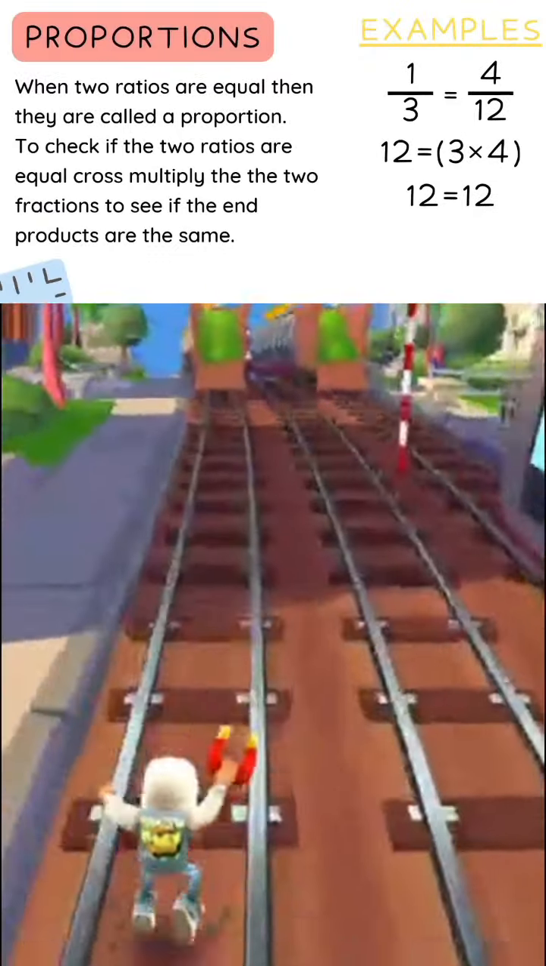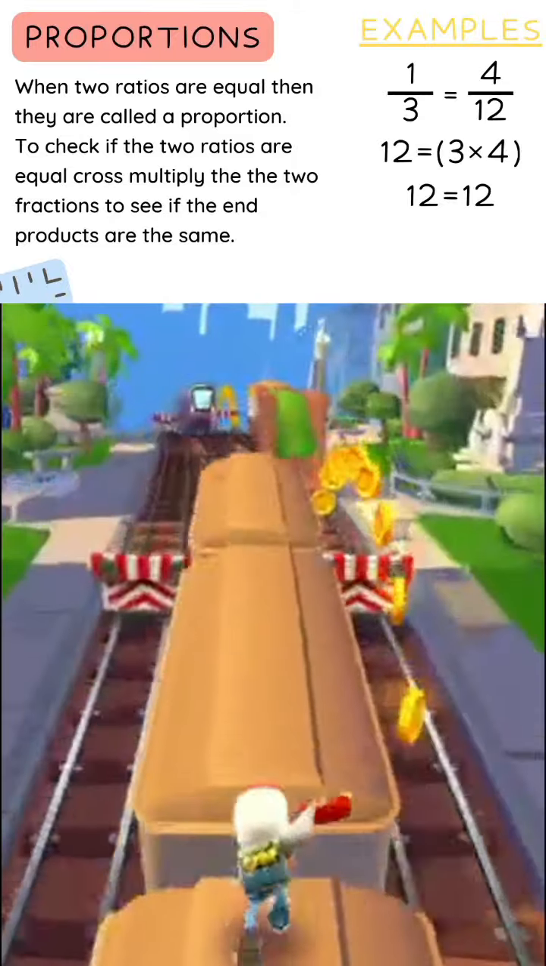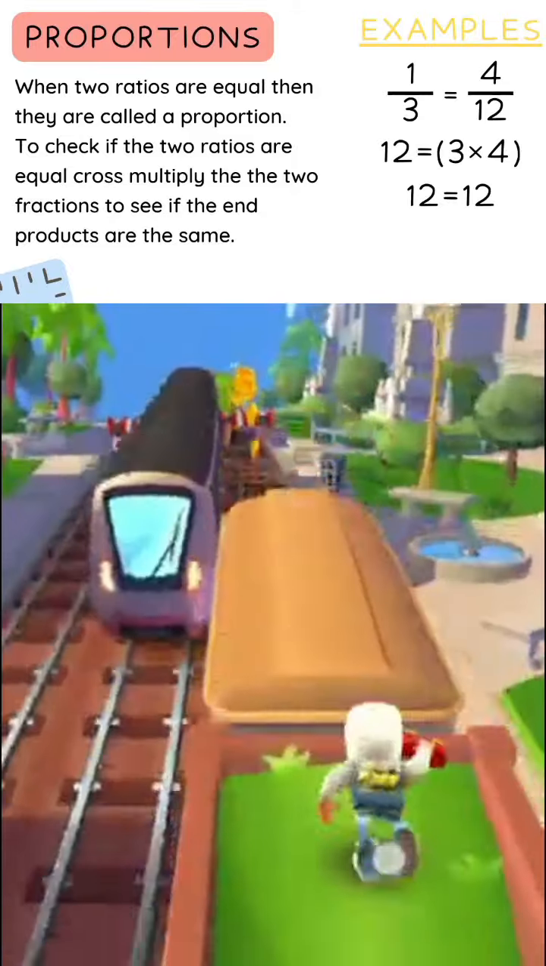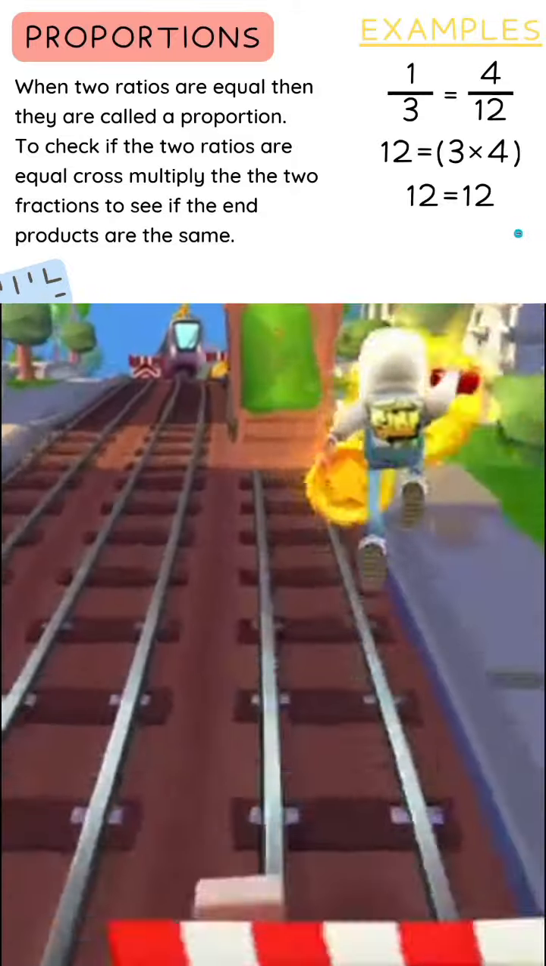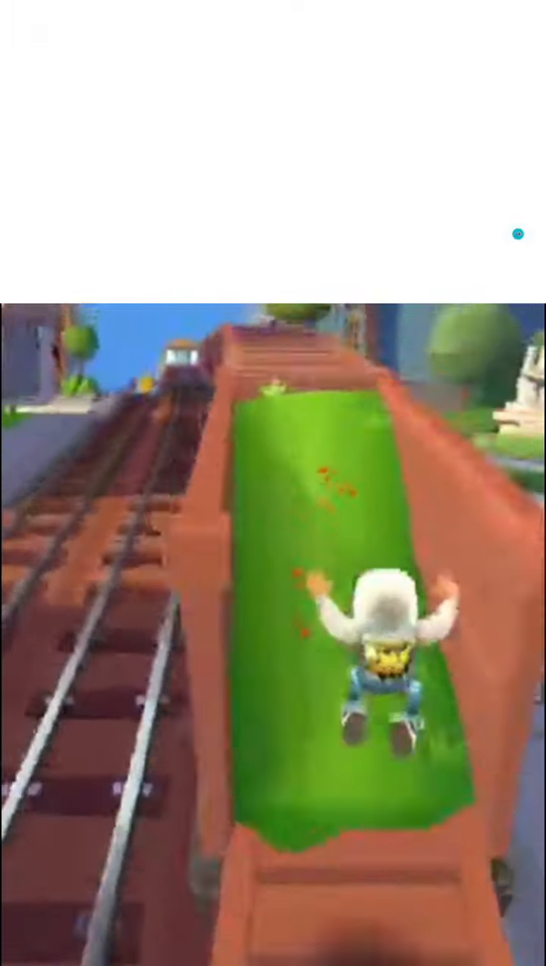If 2 ratios are equal, then they are called a proportion. To check if the 2 ratios are equal, cross multiply the 2 fractions to see if the end products are the same. The reason why 1/3 equals 4/12 is because if we cross multiply the 2 fractions, we would have 12 is equal to 12, which makes these 2 ratios a proportion.